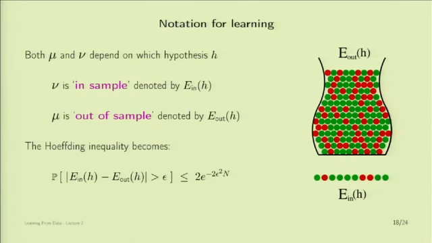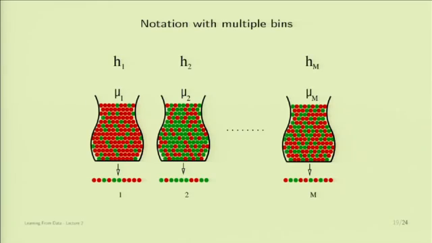Now let's go for the multiple bins and use this notation. So these are the multiple bins as we left them. We have the hypotheses H1 up to Hm, and we have mu1 up to mu_m. Every bin has an out-of-sample performance, and out of sample is out of sample. So this is the sample. What's in it is in sample. What is not in it is out of sample. And the out of sample depends on H1 here, H2 here, and Hm here. And obviously, these quantities will be different according to the sample, and these quantities will be different according to the ultimate performance of your hypothesis.